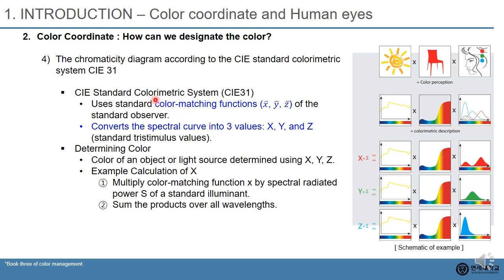The CIE standard colorimetric system uses standard color matching functions x bar, y bar, z bar of the standard observer, and converts the spectral curve into three values X, Y, and Z, determining the colors. The color of an object or light source is determined using X, Y, Z. This is the spectrum from the sun, this is the reflectance of the object, and this is the cone cells' sensitivity. If we integrate each sensitivity over the wavelength, then we can get X, Y, and Z.